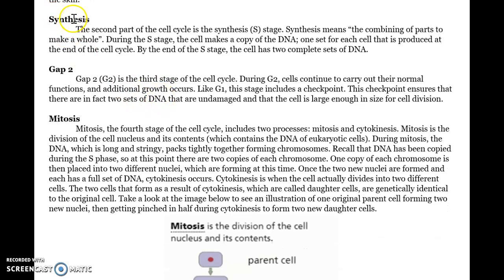The S stage is the synthesis stage. So the second part of the cell cycle is the S stage. Synthesis means the combining of parts to make a whole. During the S stage, the cell makes a copy of its DNA, one set for each cell that is produced at the end of the cell cycle. We already know that one cell creates 2 cells. We also should hopefully know that both of those cells created need an exact copy of the DNA. So, by the end of the S stage, the cell has to have 2 complete sets of DNA, 1 copy for each of those 2 new cells.